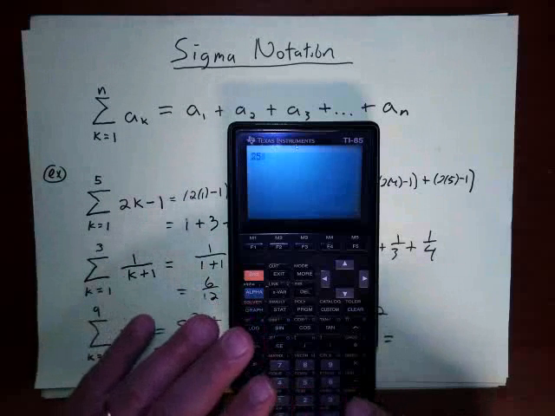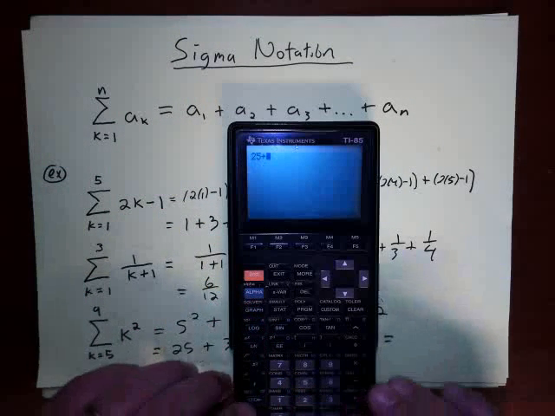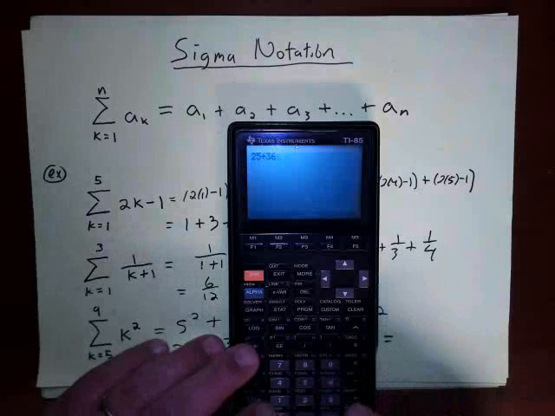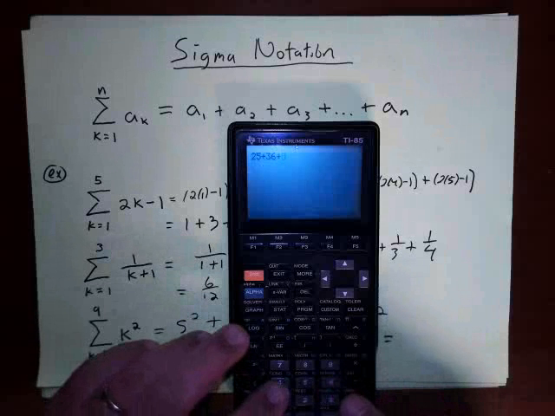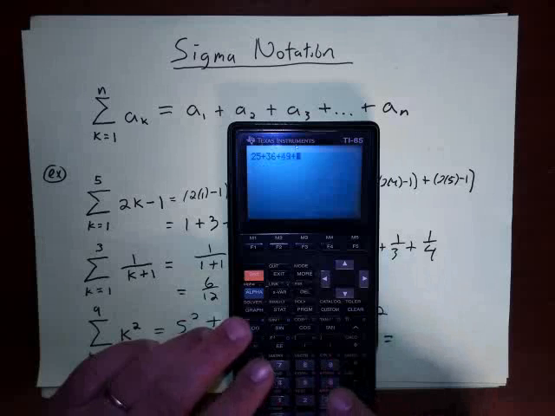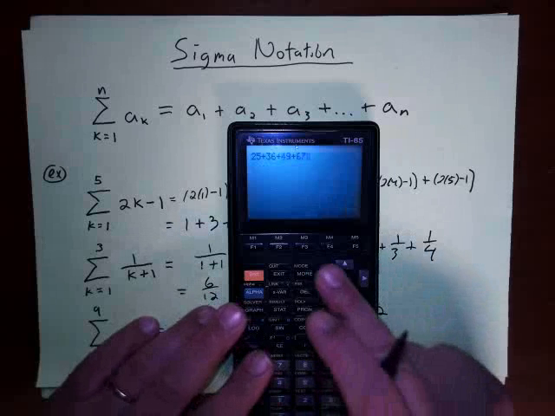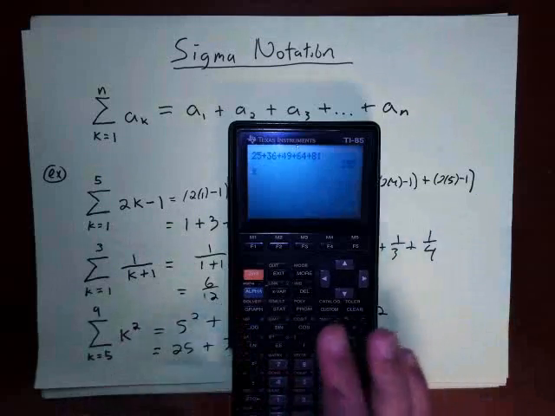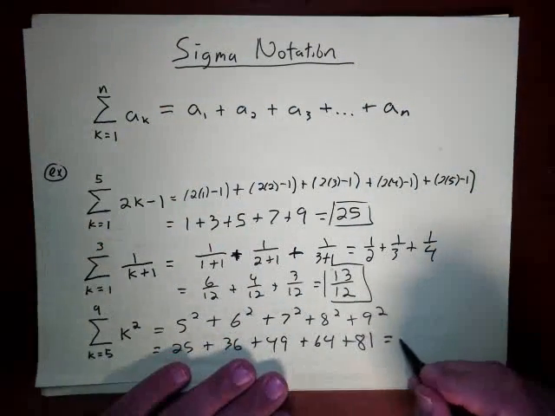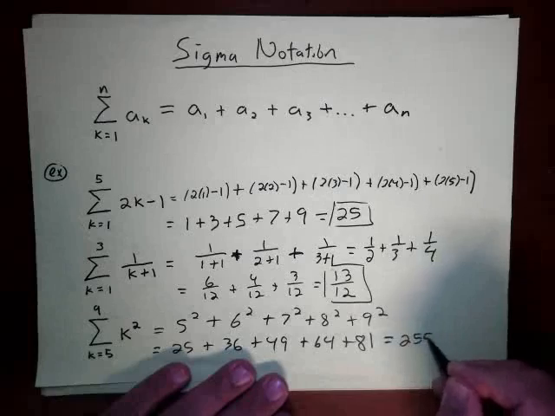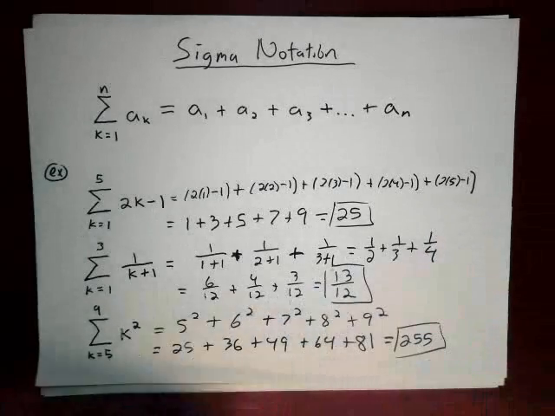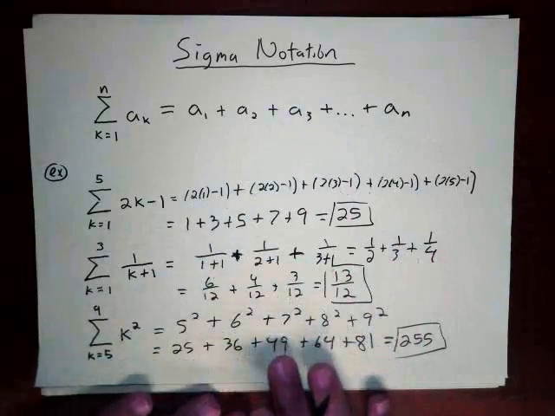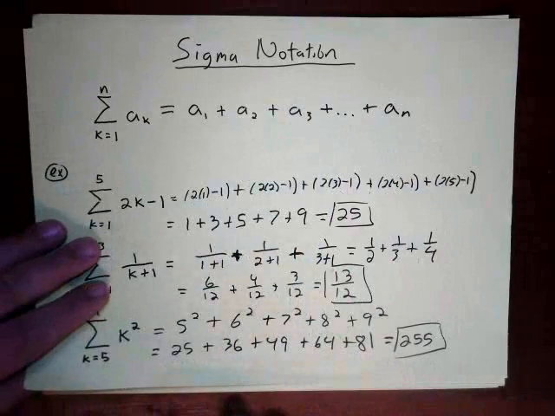So I don't know how well you can see this, but I'm just adding these up. So 25 plus 36 plus 49 plus 64 plus 81. And it looks like I get 255 for that sum. Okay, so that gives you kind of a basic introduction to how this summation notation works.